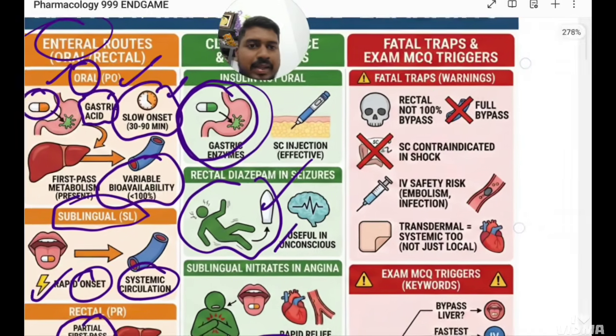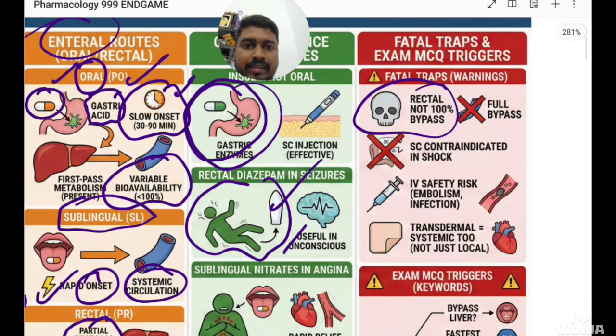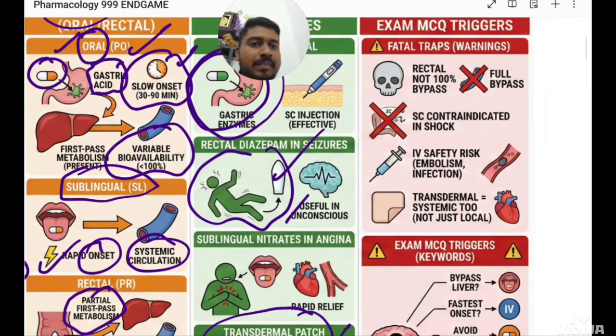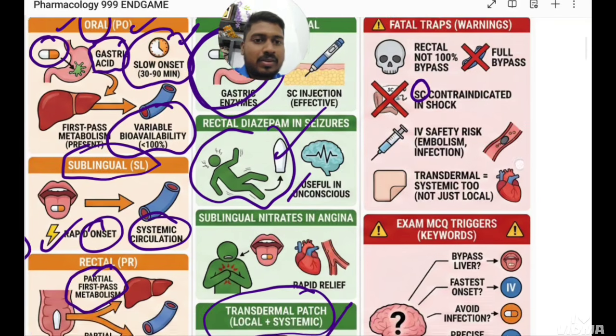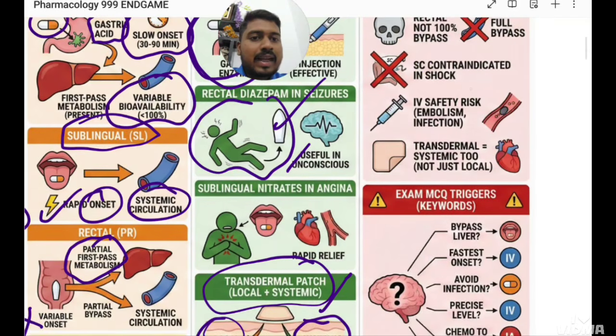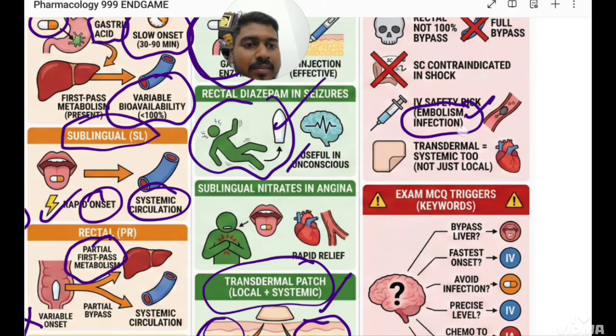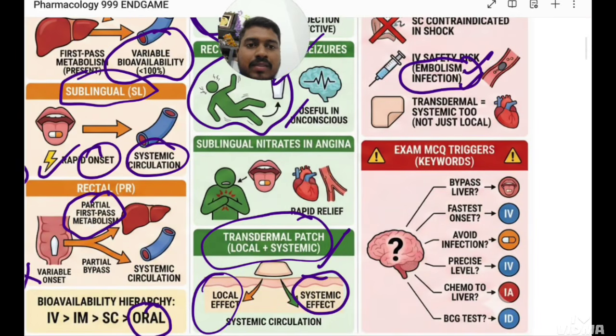Then there are some important exam mistakes that you make. One is that rectal is not 100% bypass. It doesn't bypass first pass metabolism, as I told you earlier. Second, never choose the subcutaneous route in case of shock. In shock we don't use the subcutaneous route. Third, IV is safer, but there is one risk, that is the risk of embolism and infection. So IV is not completely safe either.